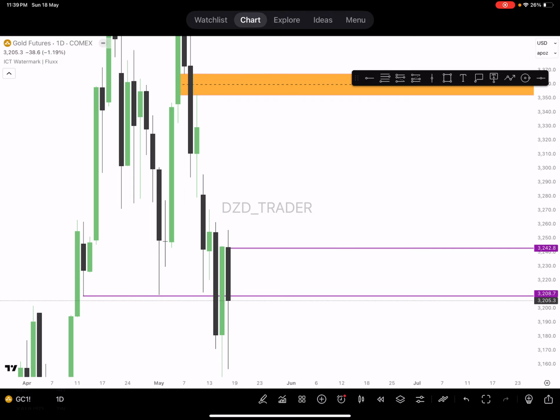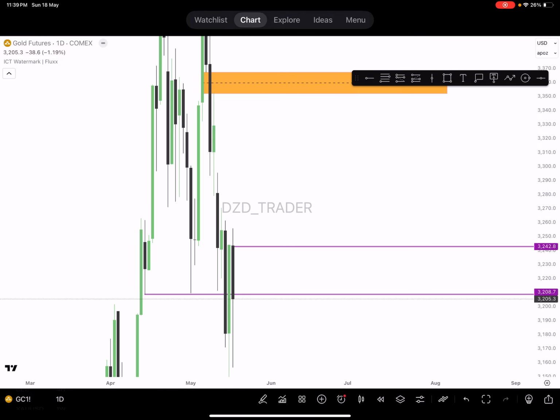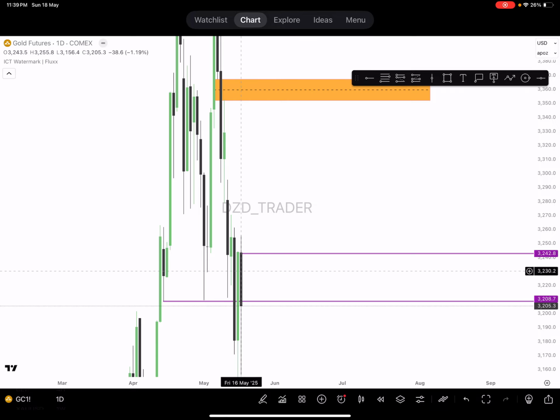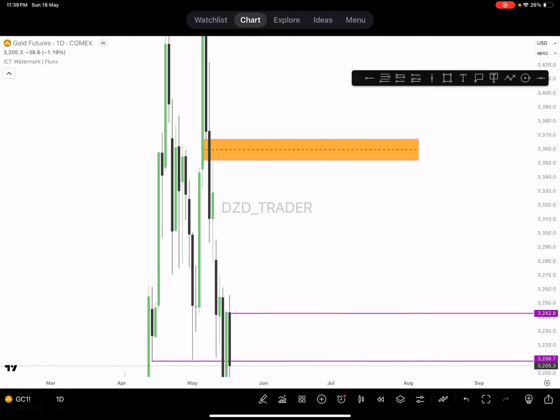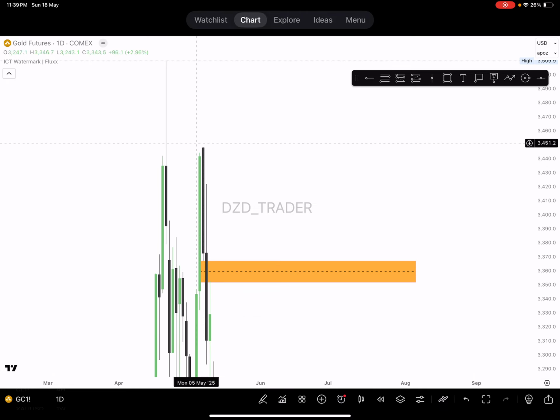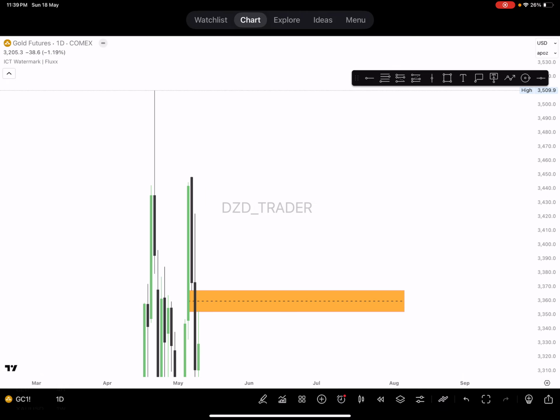higher. So I am bullish on gold because the stop runs have already been taken, and I'm expecting it to perform an order block here to take us up higher all the way to this fair value gap, close it off, and perhaps even take these highs and the all-time high.